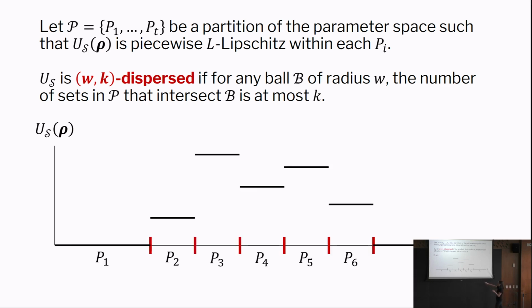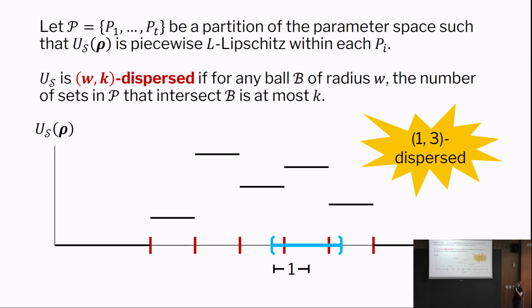So I'm just going to give a picture of this partition. These are all the partitions of the x-axis such that the function is Lipschitz on one piece. And so a ball in the x-axis is just going to be an interval, and let's say this is a ball of radius 1. As you can see from this picture, even if I ranged this ball over the x-axis, it could only ever intersect 3 parts of this partition, right? So we say it's 1, 3 dispersed. 1 is the radius of the ball, 3 is the number of partitions it intersects.